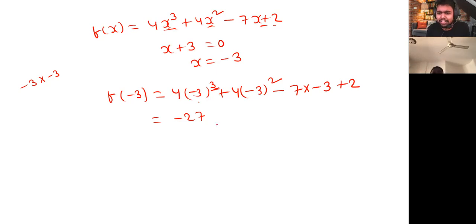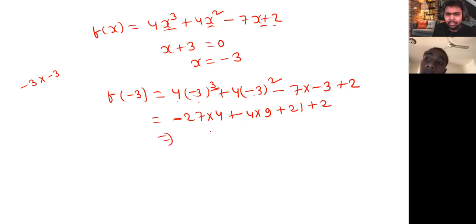Therefore, I'm writing minus 27 and multiplied by 4. 4 was already there. Now this would be positive: 3 square would be 9, so 4 into 9. And again this would be positive. Minus 7 and minus 3 is negative times negative, so plus 21. Plus 2. There is no variable at all, because I have to find the remainder. All are constants. Now just multiply 27 times 4, what would it be?